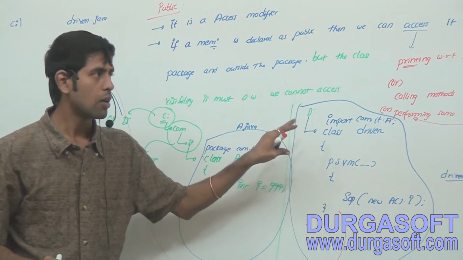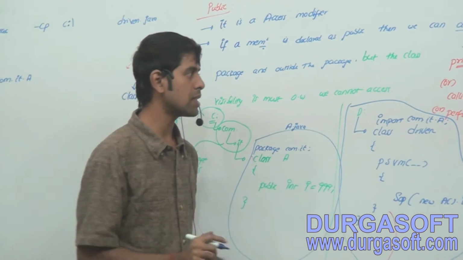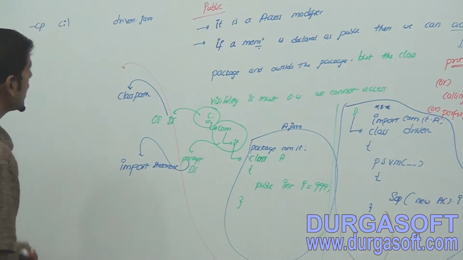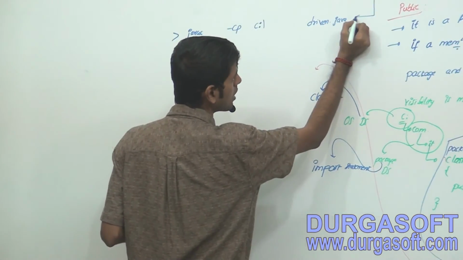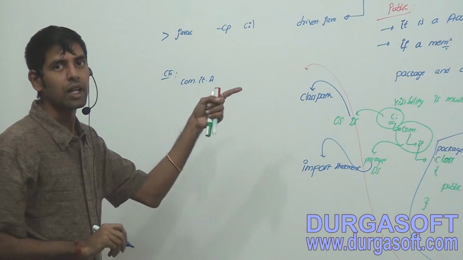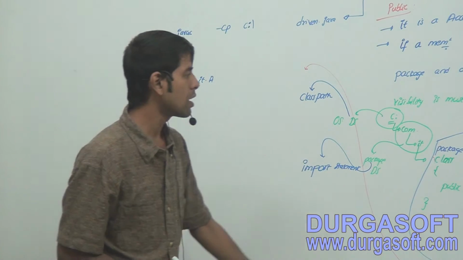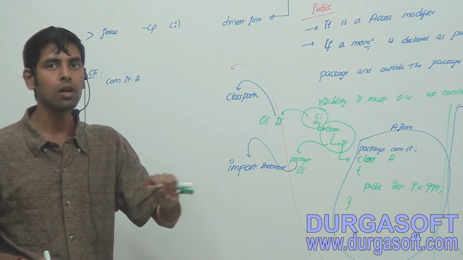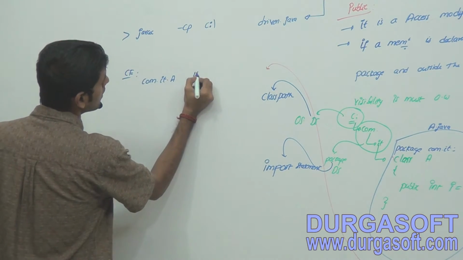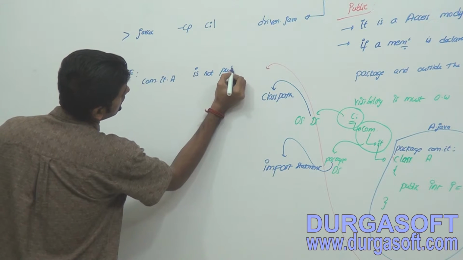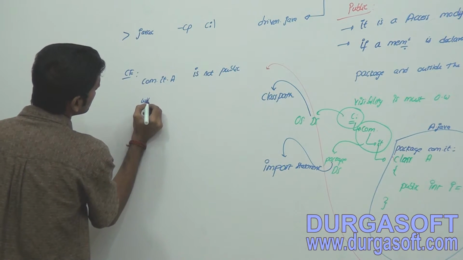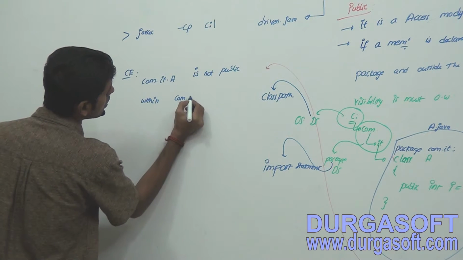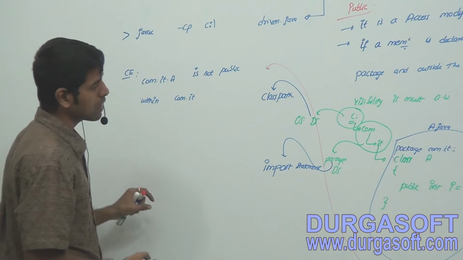Please try to make note of this one. This is the tricky thing. Now observe here. If I compile this particular piece of code, it will give us a compile time error: com.it.a, the fully qualified name of this class a, is not public. It's not public within the com.it package.